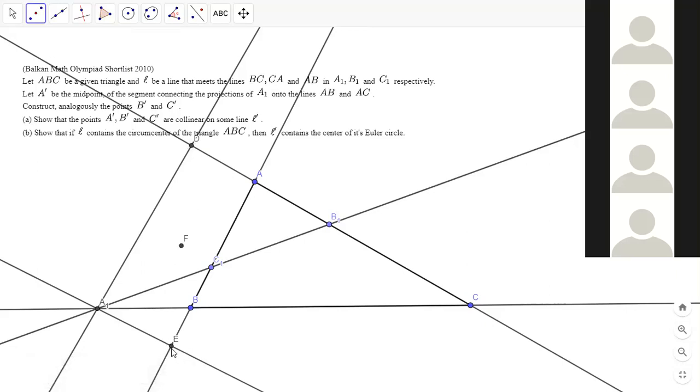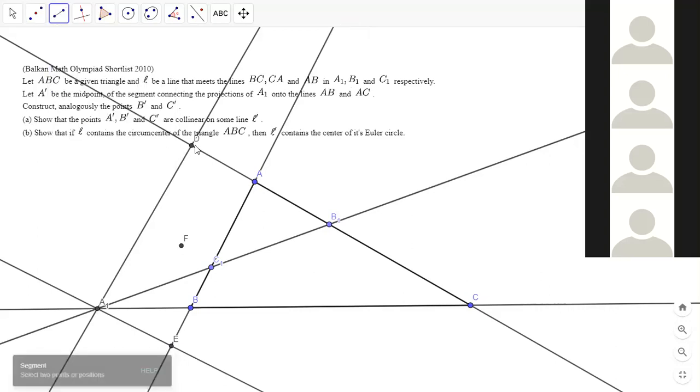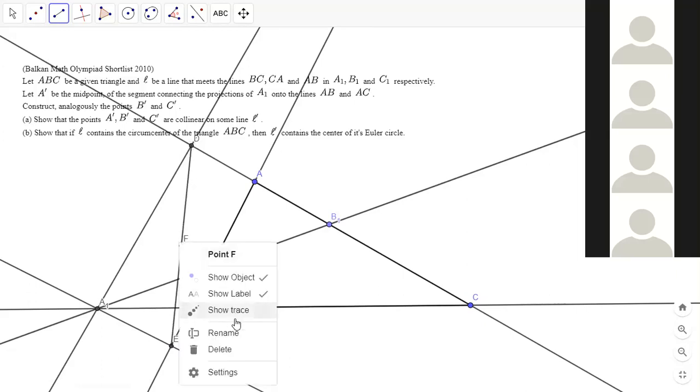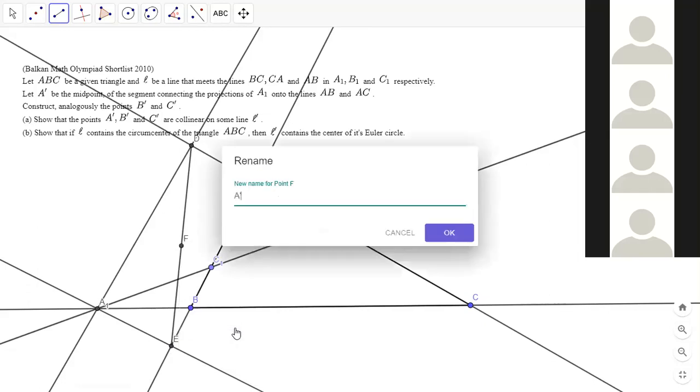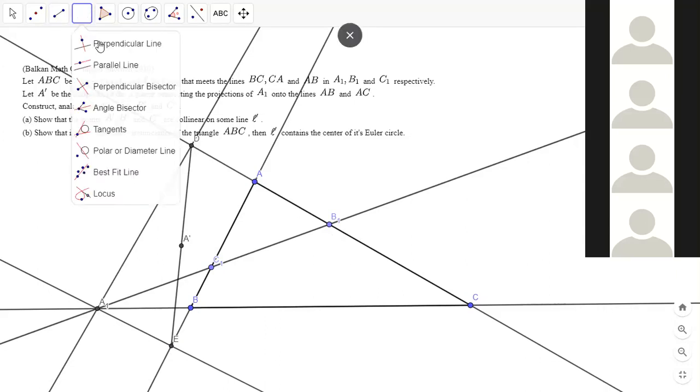That would be the midpoint of A1, which should be different. Let's see. Okay, so there's one midpoint. And what do we call it? We call that A prime. And then let's do this with B1.